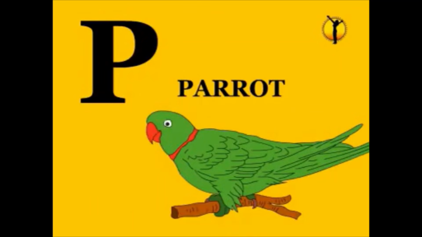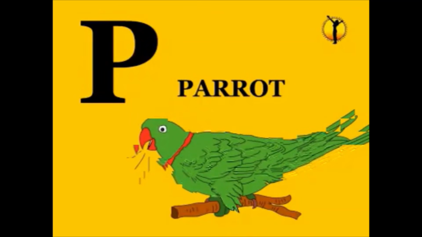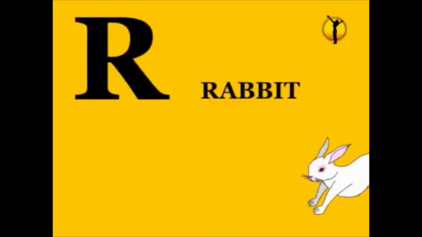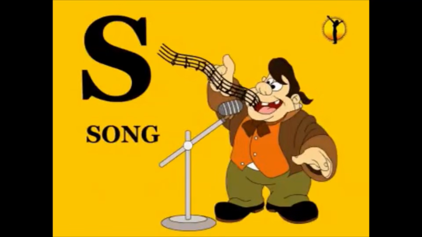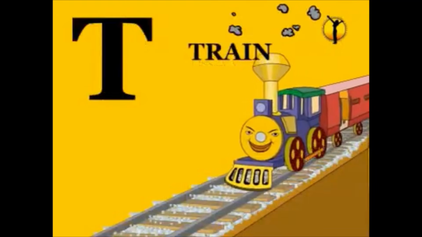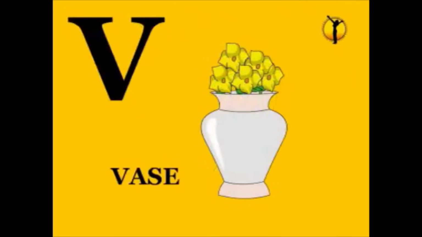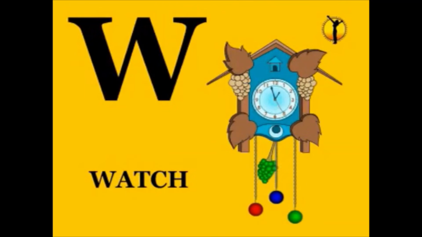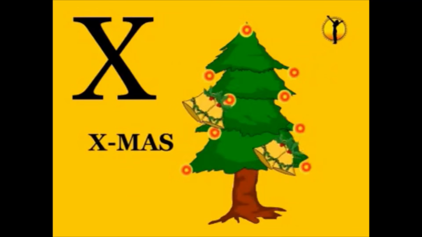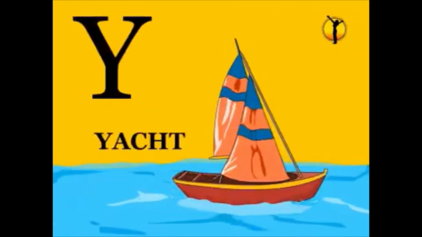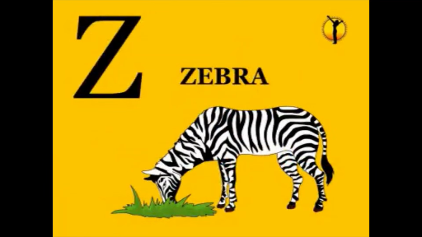P for parrot, Q for queen, R for rabbit, S for song, T for train, U for umbrella, V for vase, W for watch, X for Xmas, Y for yacht, and Z for zebra.